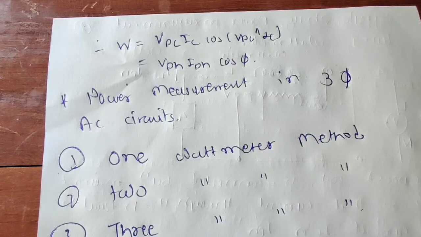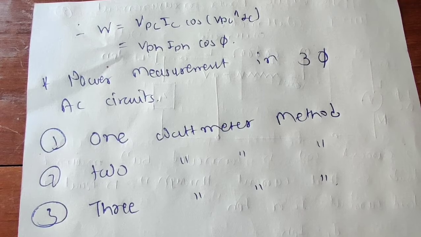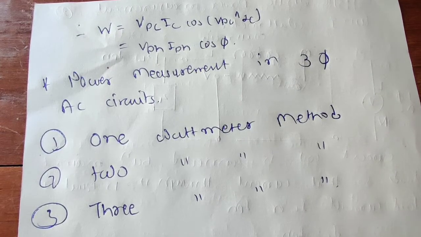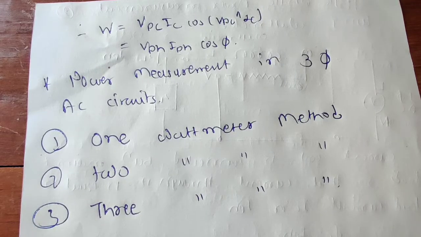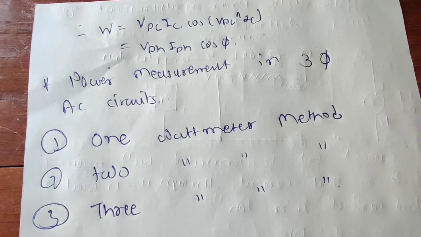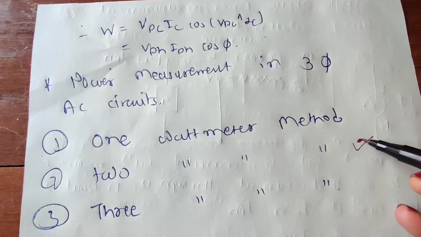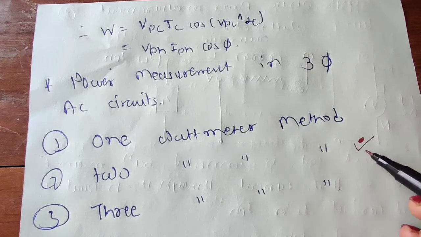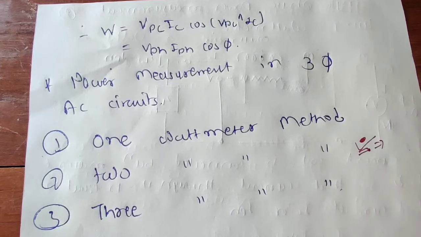Now very quickly, the power measurement in a three phase AC circuit. The power measurement in a three phase AC circuit can be carried out using the following three methods. The first is the 1 wattmeter method, the second is the 2 wattmeter method, and the third is the 3 wattmeter method. All three you need to consider. Out of these three, from the GTU examination point of view, the 2 wattmeter method is very important. It is also important for the e-test too.